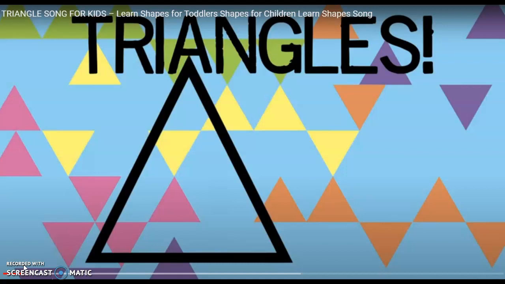We're going to be talking about triangles. Alright, so here's the picture of a triangle. It has three sides. 1, 2, 3, and it has three vertices. Remember we talked about last week that when those two lines meet and make a point, it's called a vertex. If you have more than one of those, it's called vertices. So a triangle has three vertices.